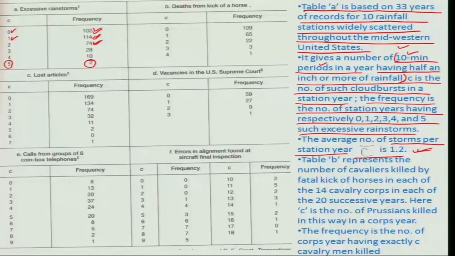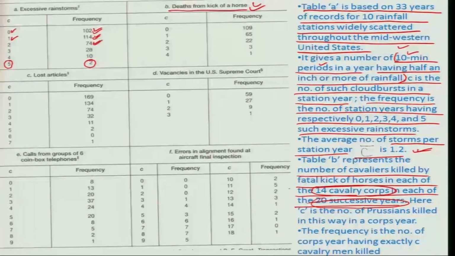A similar kind of data is represented here in table B, which shows deaths from the kick of a horse, and you can see here that table B represents the number of cavaliers killed by fatal kicks of horses in each of the 14 cavalry corps in each of the 20 successive years. Okay, so there is a time period which is there. There are 14 such cavalry corps which are used for recording such data, and then B represents the number of cavaliers killed by horse kicks which could be fatal, and this is 20 successive years of data. Just as in the previous case it was 33 years of data, so 33 times the number of stations would be the total number of subject points in the case of excessive rainstorms.